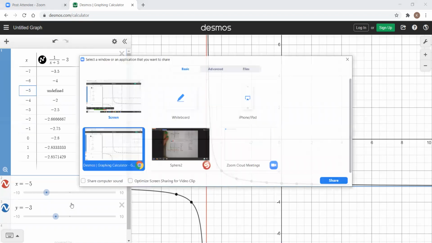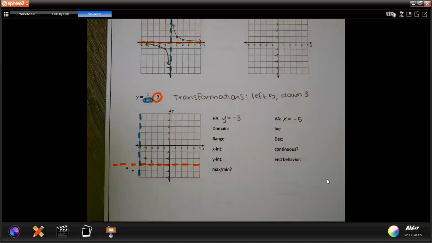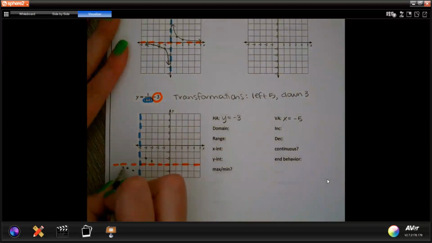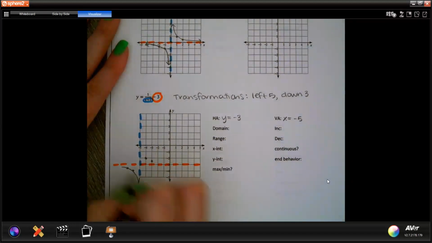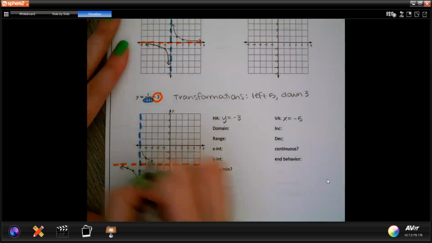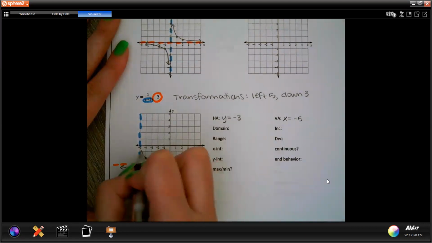All right, and then we can go ahead and look at what we've got now. So let's graph those, getting closer to the asymptotes when we draw them, something like that.